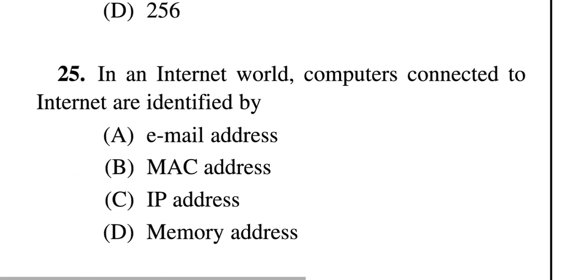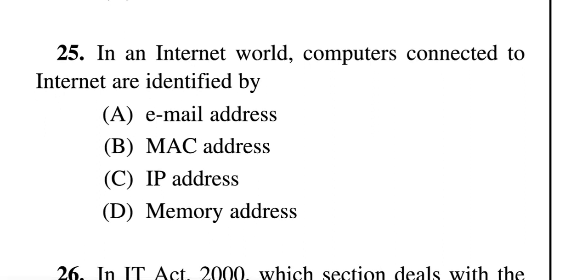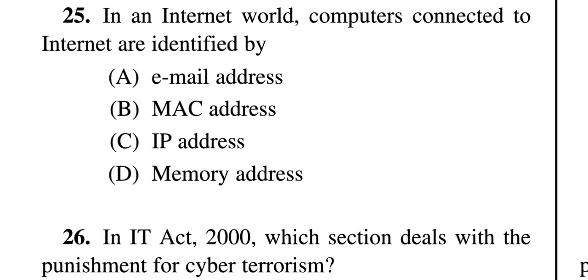Likewise, number 25, this question is related to internet, or you can say information technology. It says in an internet world, computers connected to internet are identified by what? Email address, MAC address, IP address, memory address. It's a pretty basic question. You will be able to answer it. The correct option is C, that is IP address.